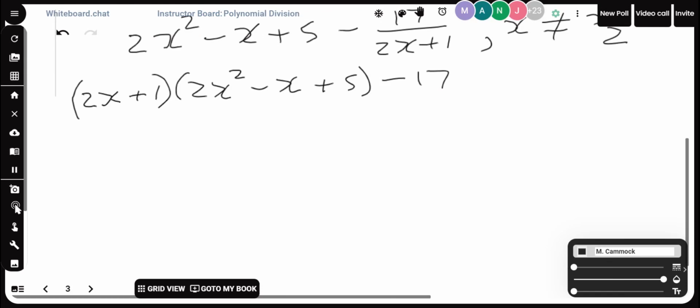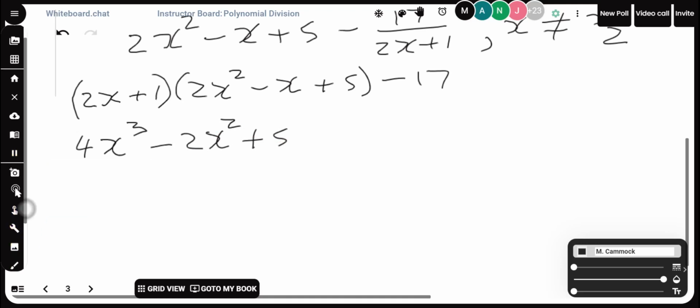I had a question I was going to ask you to do on your own, but because we're limited on time, let's just do this one together. So 2x times 2x is 4x cubed. 2x times minus x is minus 2x squared. 2x times 5 is plus 10x. I see I'm rushing, and that is never a good thing. Okay, let me just erase that quickly. So that's plus 10x.